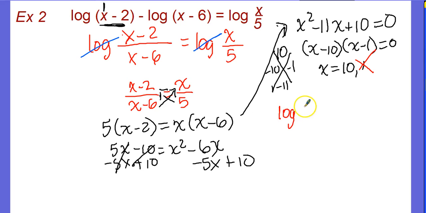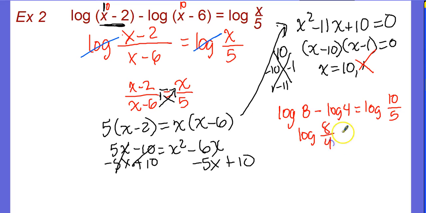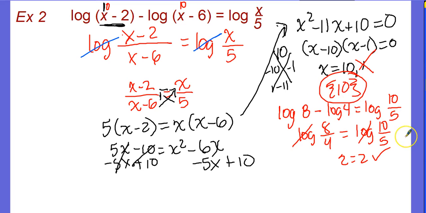So are you okay if I plug in the 10 up here and just write log of 8? Minus, and I'll plug the 10 in up here. Log of 4 equals the log of 10 over 5. Right? Condense. That's the log of 8 over 4 equals the log of 10 over 5. Can cancel the logs. 2 equals 2. True statement. So we would say that our solution 10 is a good solution and 1 was an extraneous solution.